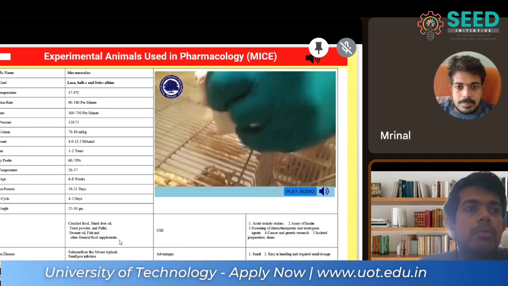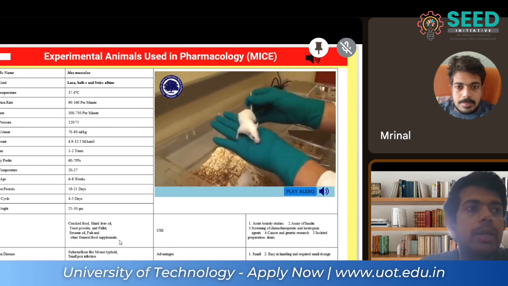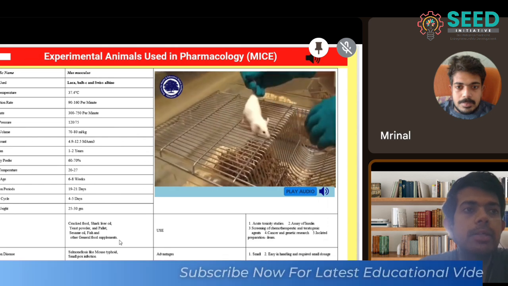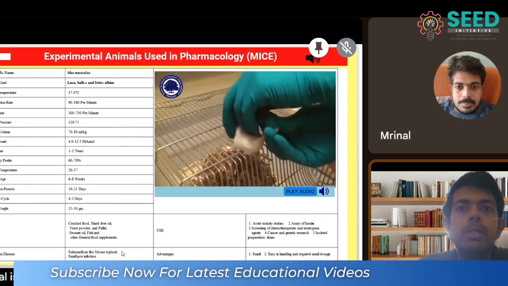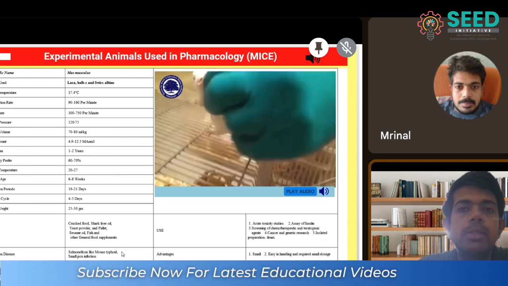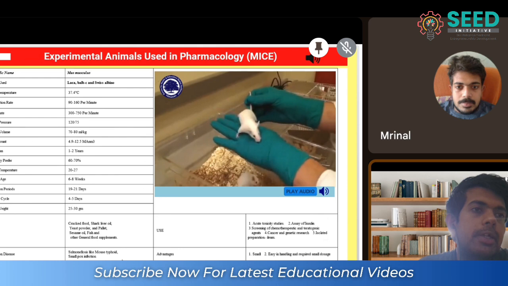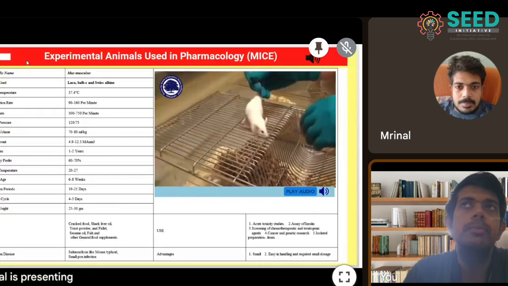It is used for the experimentation of toxicity studies, assay of insulin, screening techniques of chemotherapeutic and teratogenic agents, cancer and genetic research, and isolated preparations. Common diseases are salmonellosis like mouse typhoid, and smallpox infection. Advantage: it is very small, easy to handle, and requires small doses.